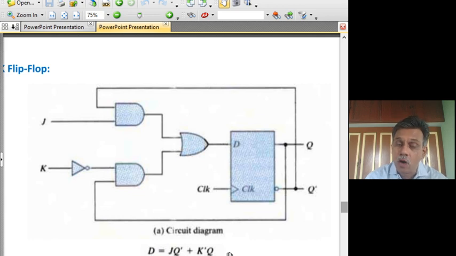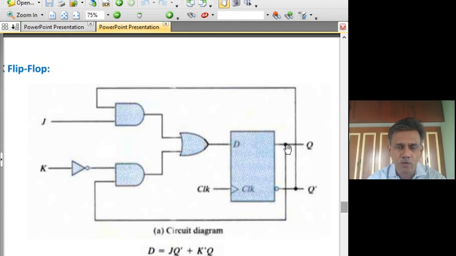Okay, and we also know that the characteristic equation of the D flip flop is Q plus is equal to D. So if you want a JK flip flop constructed using a D flip flop, if you give this function JQ dash plus K dash Q to the D input of a D flip flop, then when an appropriate clock pulse comes, which is a positive edge in this case, this value JQ dash plus K dash Q will be stored and it will be available at Q, which means that this whole circuit will behave as a JK flip flop.